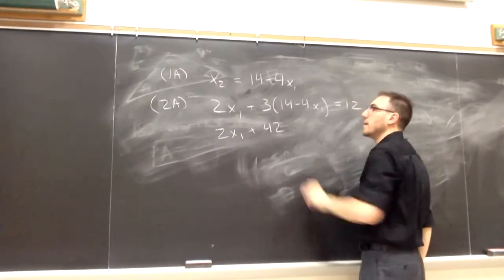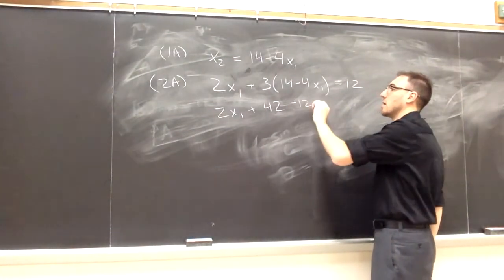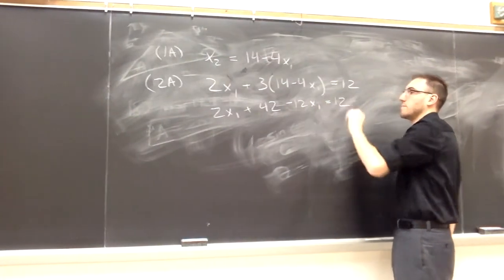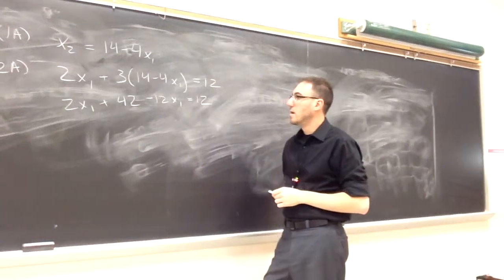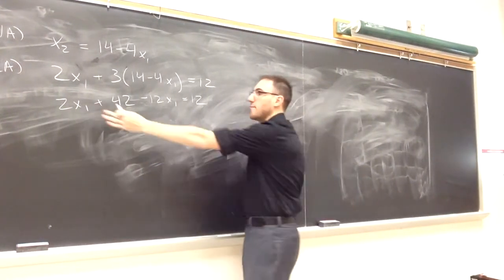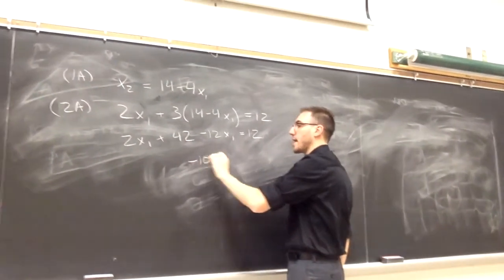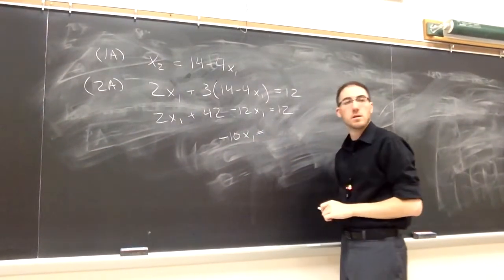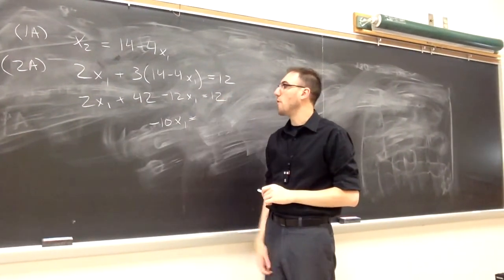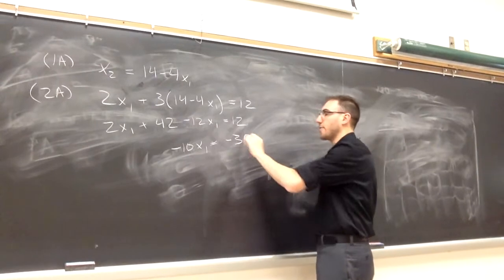So first I can expand this out. I can then group like terms. I have an x1, I have an x1 here, so 10x1 on my left-hand side. Move the 42 over to the right-hand side and get negative 30.